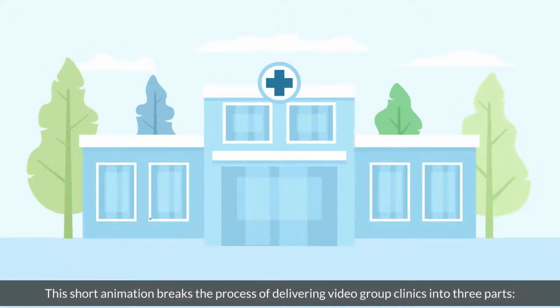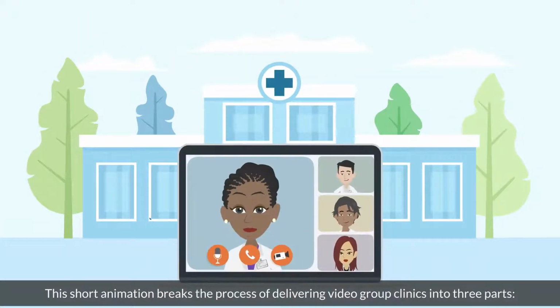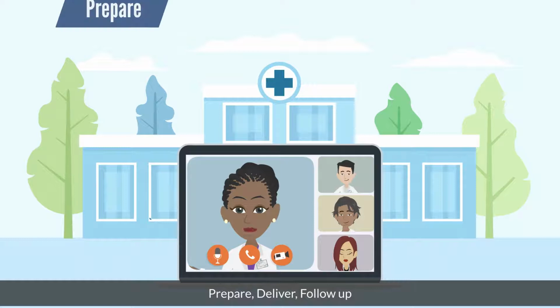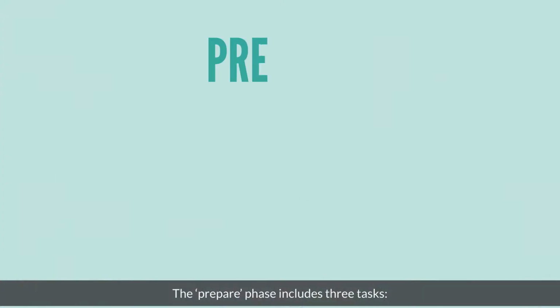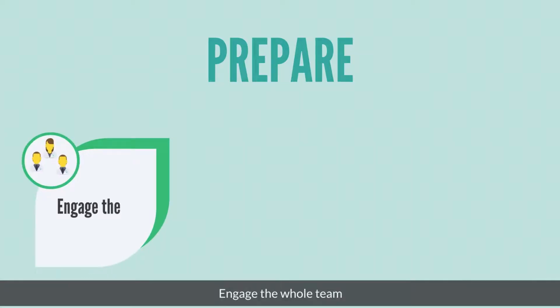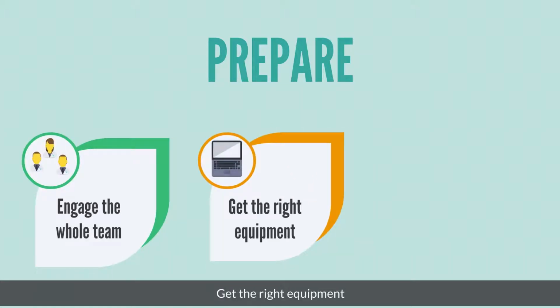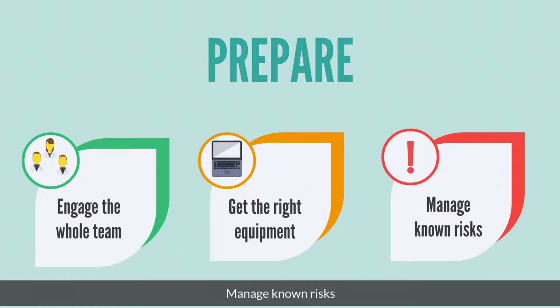This short animation breaks the process of delivering video group clinics into 3 parts: prepare, deliver, follow up. The prepare phase includes 3 tasks: engage the whole team, get the right equipment, manage known risks.